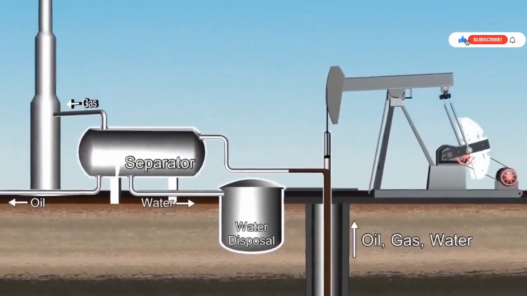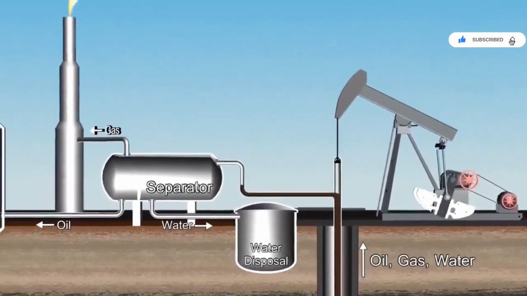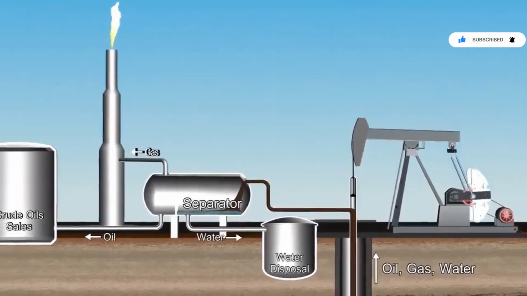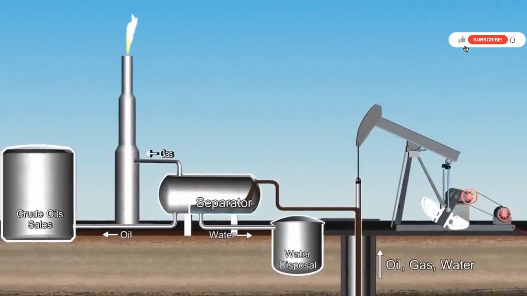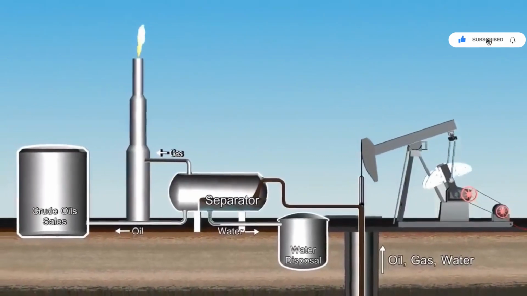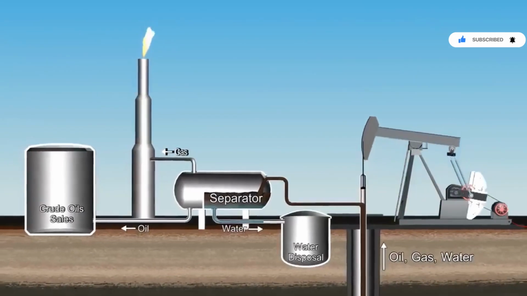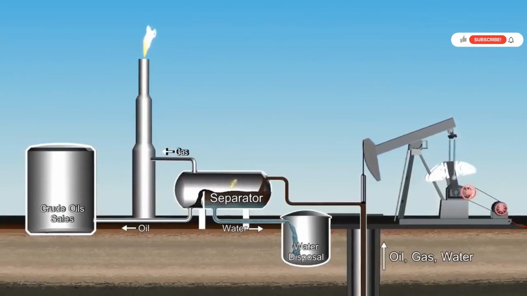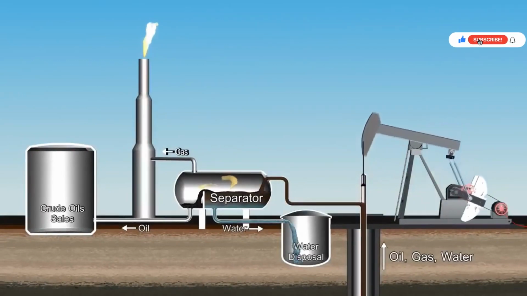Exploratory drilling. After identifying potential sites, exploratory wells are drilled to determine if hydrocarbons are present and in commercially viable quantities. 2. Drilling. Site preparation. The area is prepared by clearing land, building roads, and setting up equipment.